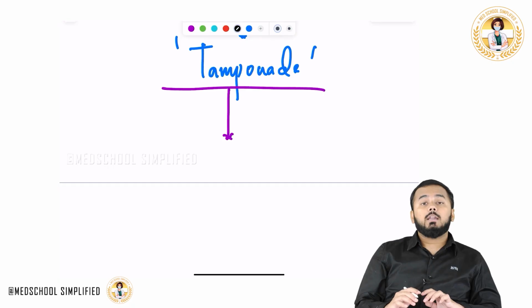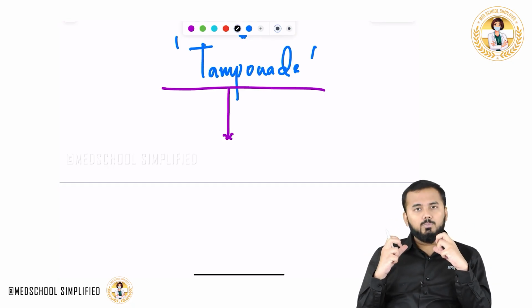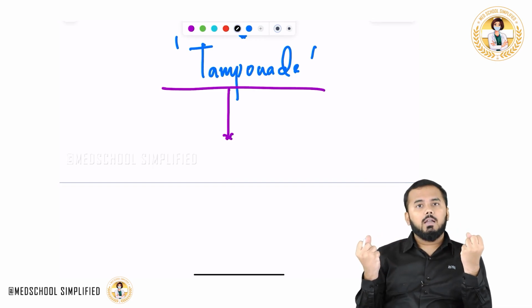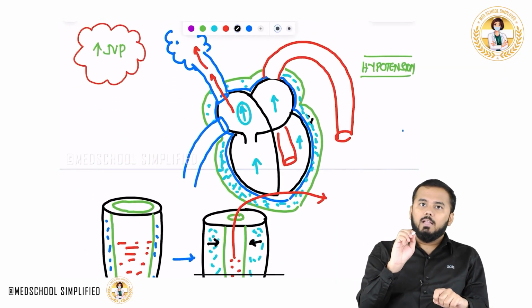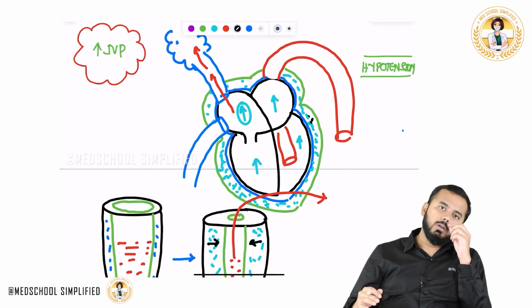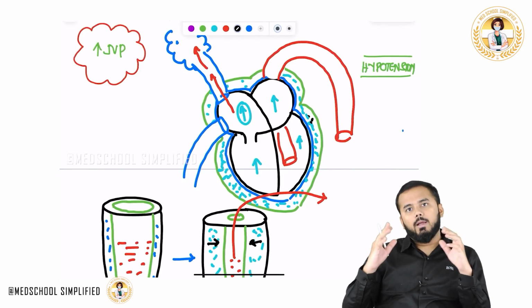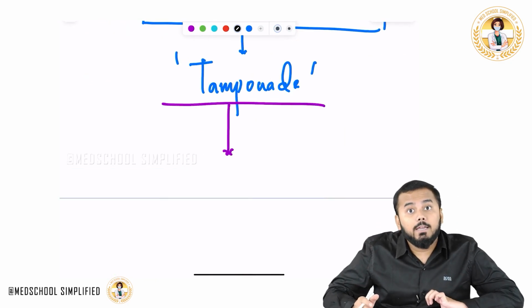Now, what should I do in this patient? Right now there are a lot of pressures falling on the heart. I have to reduce these pressures. I have to decompress the heart. To decompress the heart, I will put a needle and remove that fluid out so that the heart will undergo decompression and the patient will come back to its normal state.